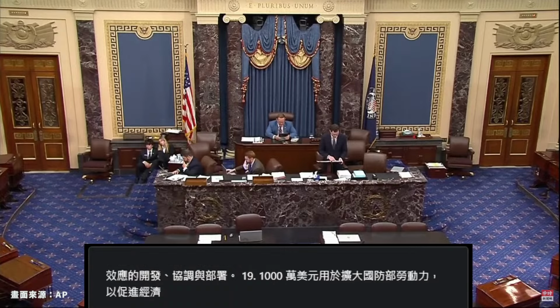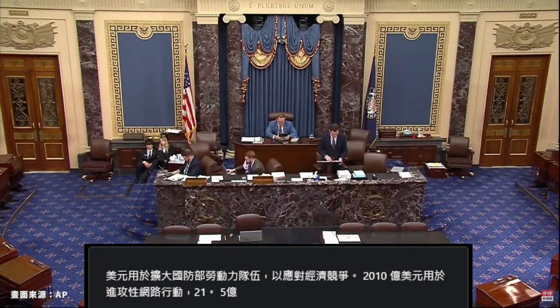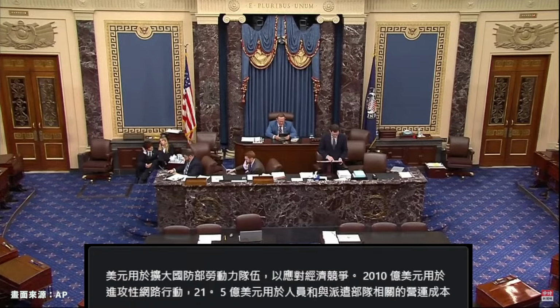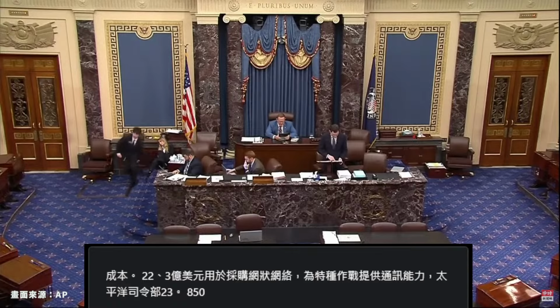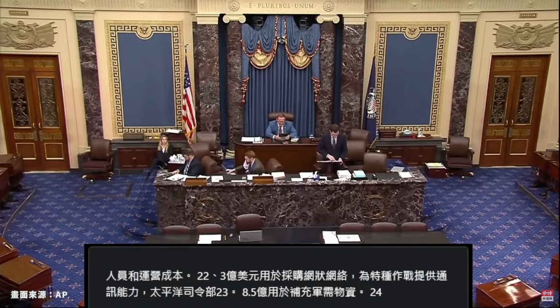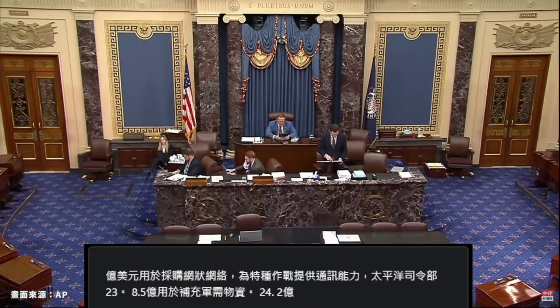21, $500 million for personnel and operations costs associated with forces assigned to United States Indo-Pacific Command. 22, $300 million for the procurement of mesh network communications capabilities for Special Operations Command Pacific. 23, $850 million for the replenishment of military articles. 24, $200 million for the acceleration of Guam Defense System Program. 25, $68 million for the Space Force facilities improvements.